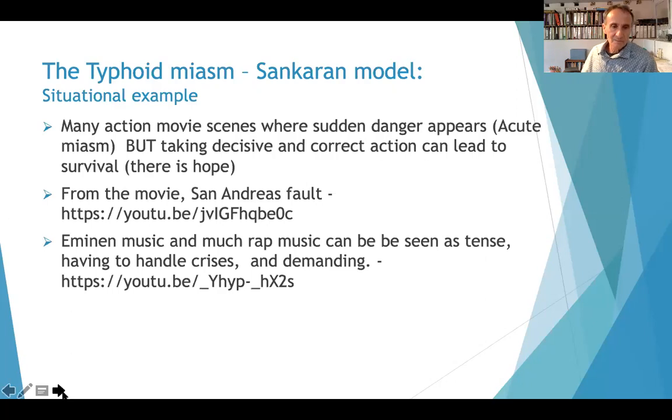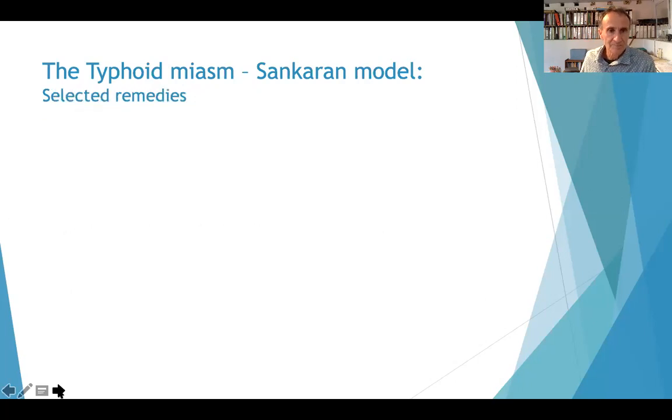We can look at a lot of rap music, Eminem music. There's a kind of tenseness in it, having to handle a crisis, and demanding. Think about demanding: a very big typhoid remedy in the plant kingdom is Chamomilla. So there's that demanding baby. It needs this, it needs it now, although I'm not always sure what it needs.